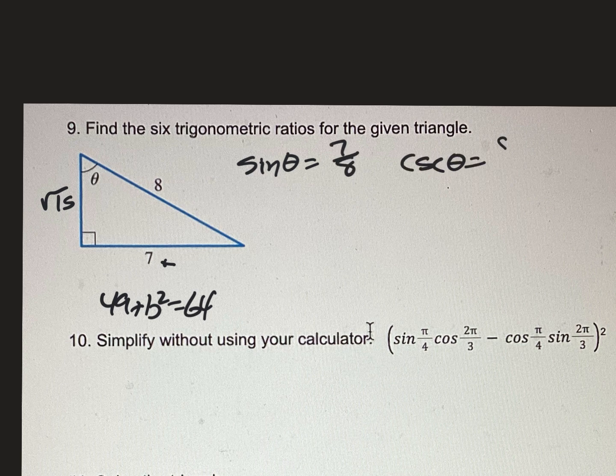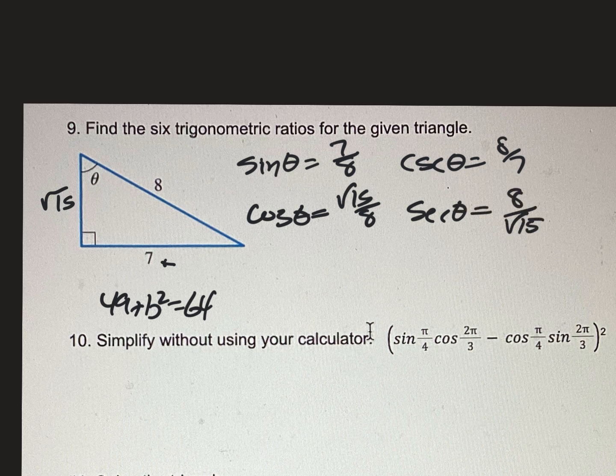Cosecant is reciprocal of sine. Cosine is adjacent over hypotenuse, so square root of 15 over 8. Secant is reciprocal of that, so 8 over square root of 15, just fix it. 8 root 15 over 15.